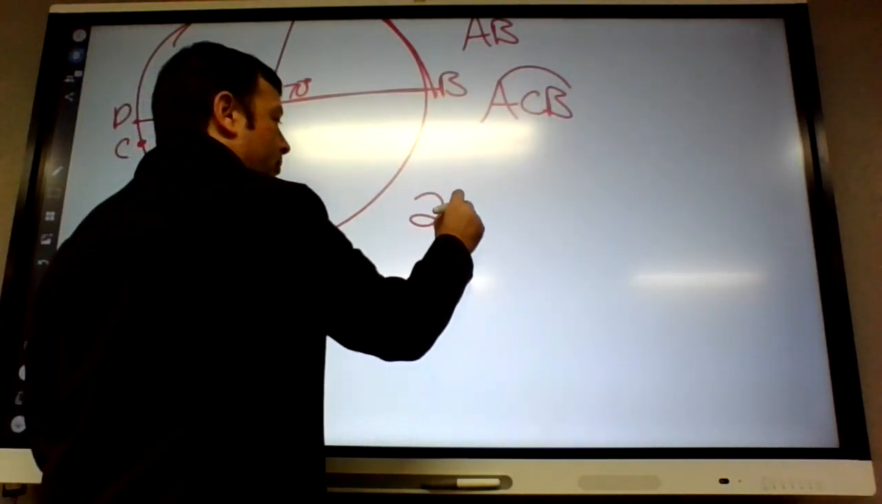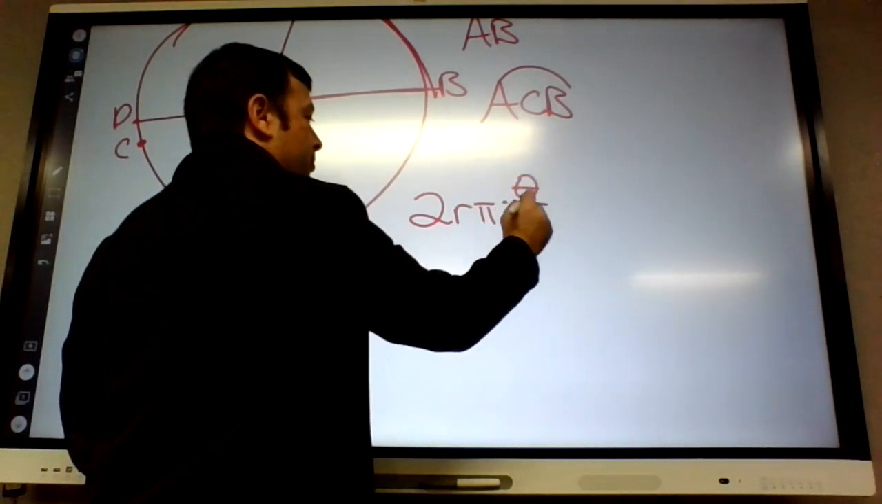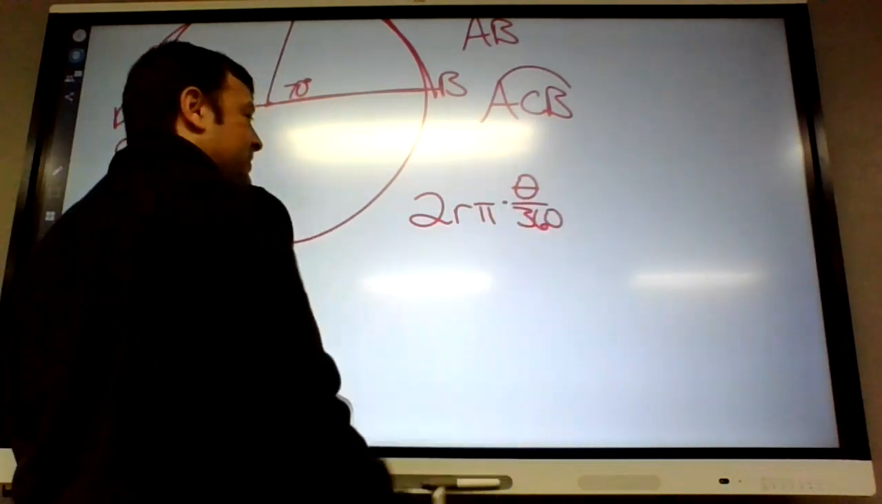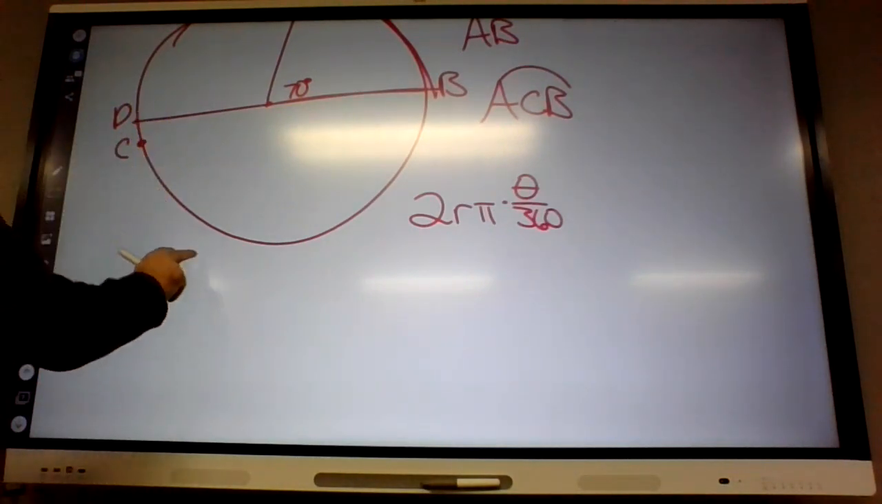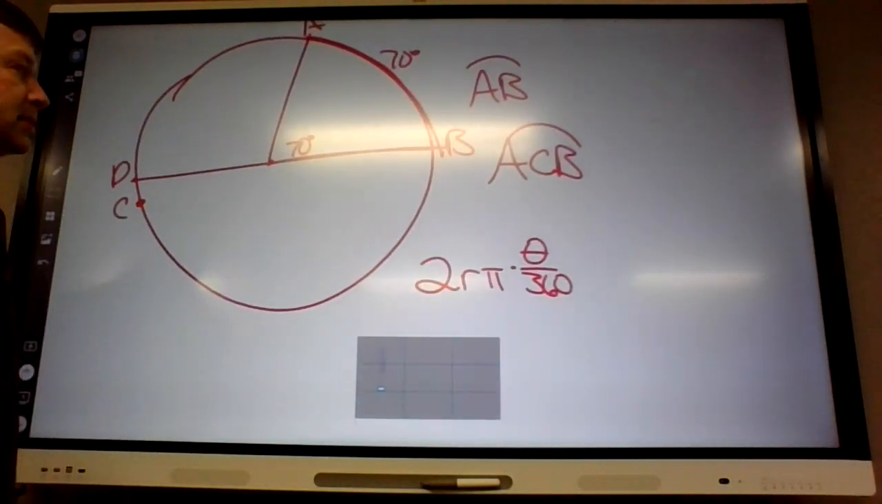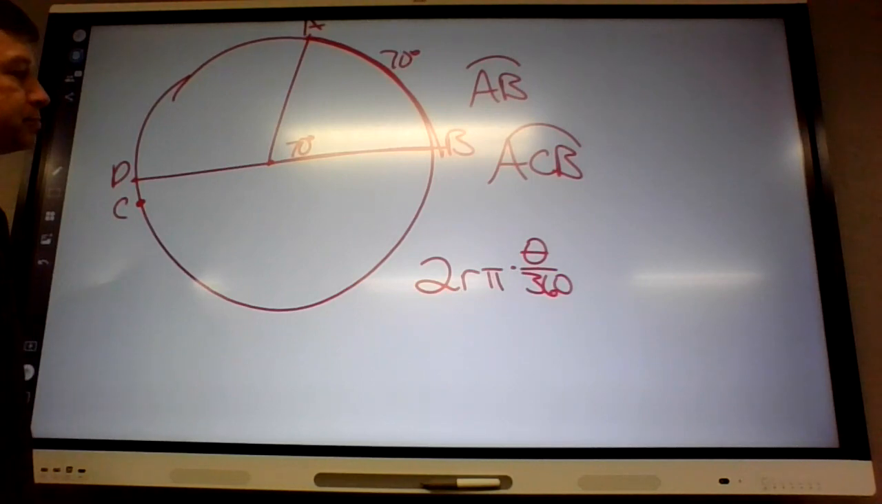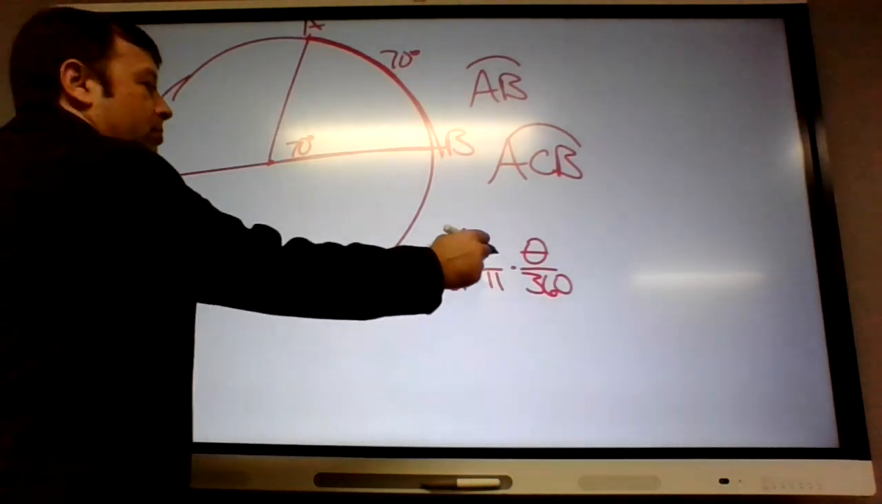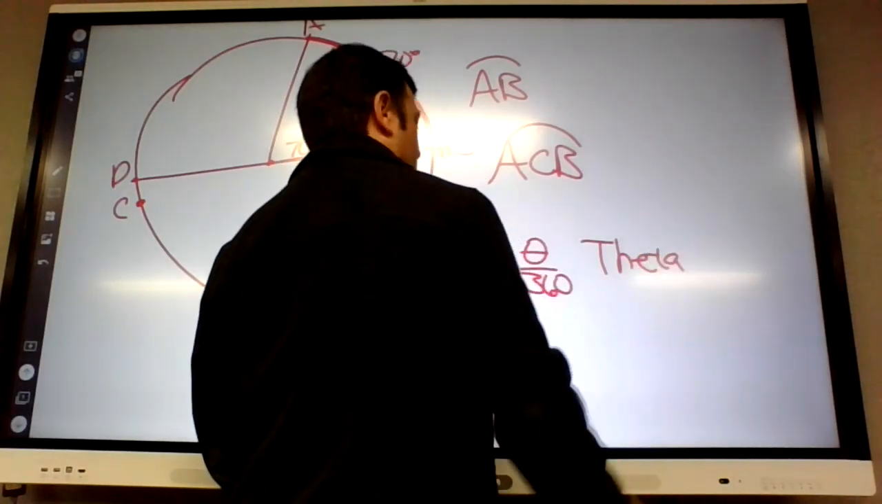2 pi radius times the degrees over 360. Yeah, circumference times central angle over 360. That gives you the arc length. What's that circle looking thing called? Oh, theta? Yeah, thank you. Here's a visual. Theta.